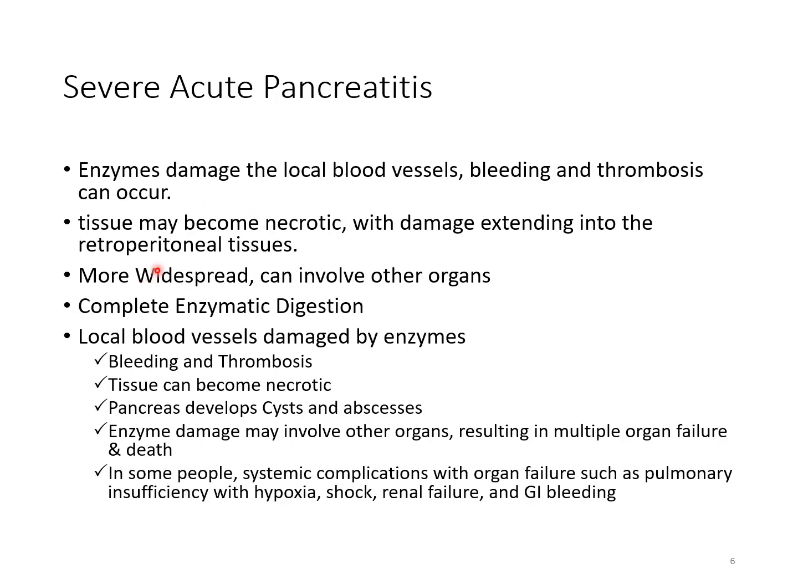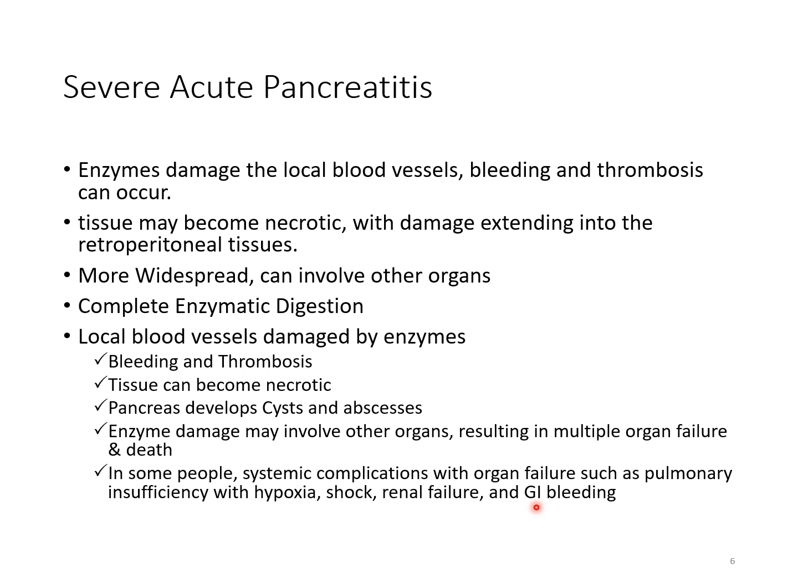So over here now, under severe acute pancreatitis, the enzymes have damaged your local blood vessels. There's bleeding and thrombosis going on. Your tissue is becoming necrotic, and the damage is extending into the retroperitoneal tissues, so it's more widespread. So with the local blood vessel damage, you're going to see bleeding and thrombosis, necrosis, cysts and abscesses, other organs being involved, and then now you're definitely seeing all the other organ failure manifestations. So pulmonary insufficiency with hypoxia, shock, renal failure, and GI bleeding. All of these are going on.